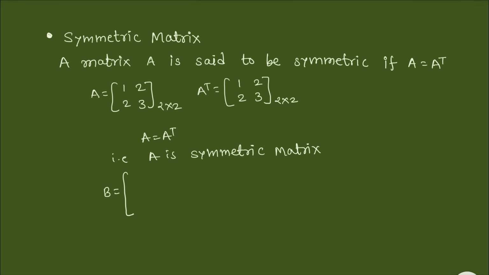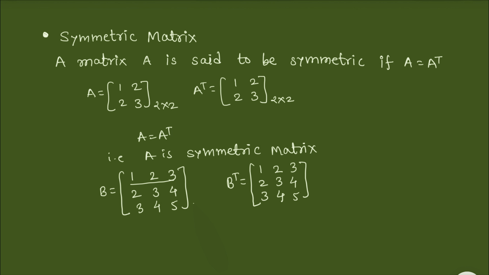B is equal to a matrix having elements 1, 2, 3, 2, 3, 4, 3, 4, 5. Now B transpose, first row in B is 1, 2, 3. Therefore first column in B transpose is 1, 2, 3. Second row is 2, 3, 4. Therefore second column is 2, 3, 4. Third row is 3, 4, 5. Therefore third column is 3, 4, 5. Now order of both matrices is 3 by 3 and corresponding elements in both matrices are equal. Therefore B is equal to B transpose, that is B matrix is a symmetric matrix.